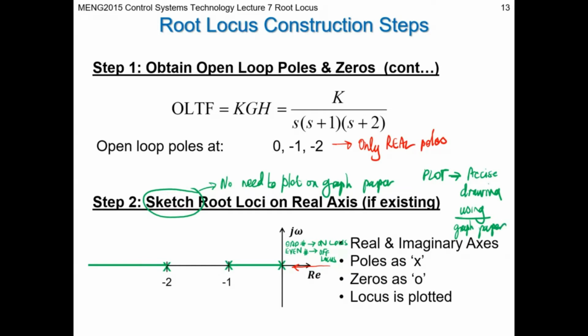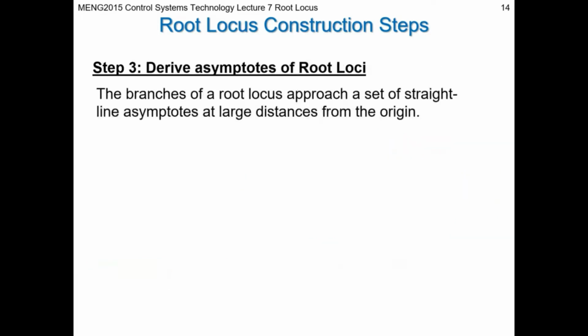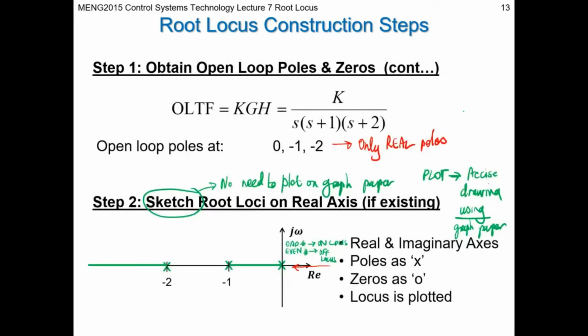That's just a little distinction there when I ask you to sketch or to plot. So the next thing we're going to do is derive the asymptotes of the root loci. Now, notice this has only real poles. It's got 3 poles. There are 3 of them. And how many zeros? No zeros.